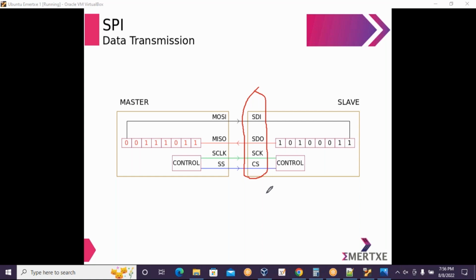Different companies might give different names. Concept-wise, the things are the same, but the names depend on the manufacturer, whoever is manufacturing the device. So that is how the protocol actually works, and I hope this much has been clear.